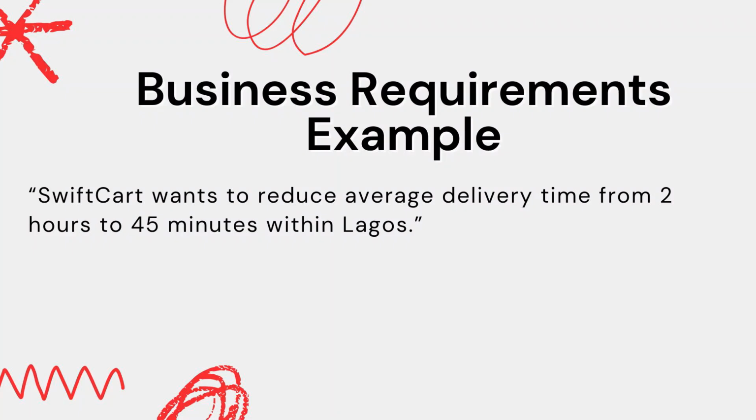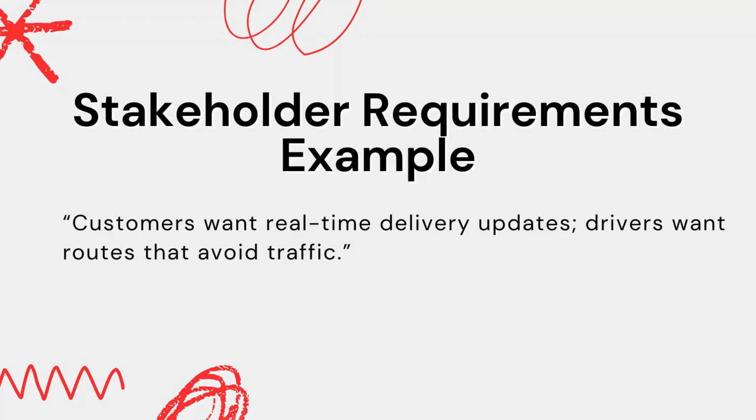To better understand these, let's examine an example. In a previous video, I talked about SwiftKart, an imaginary e-commerce startup. So let's look at some requirements for SwiftKart. A business requirement would be something like SwiftKart wants to reduce average delivery time from 2 hours to 45 minutes within Lagos. Stakeholder requirements would be something like customers want real-time delivery updates, or drivers want routes that avoid traffic.